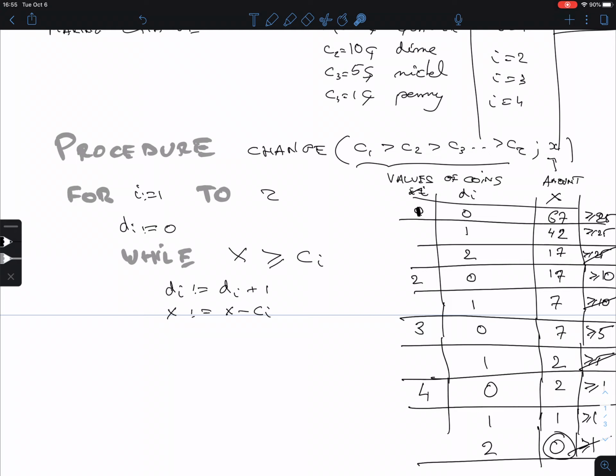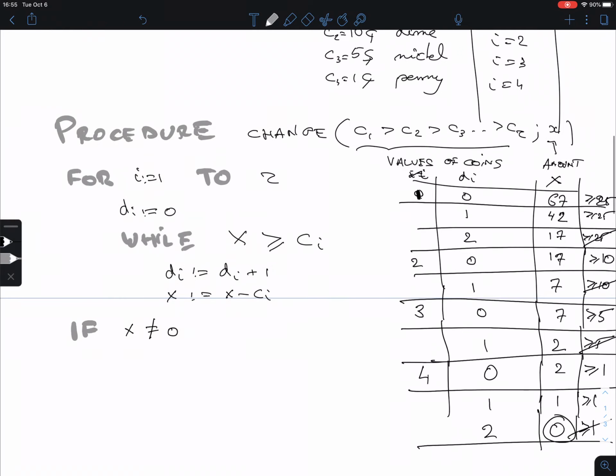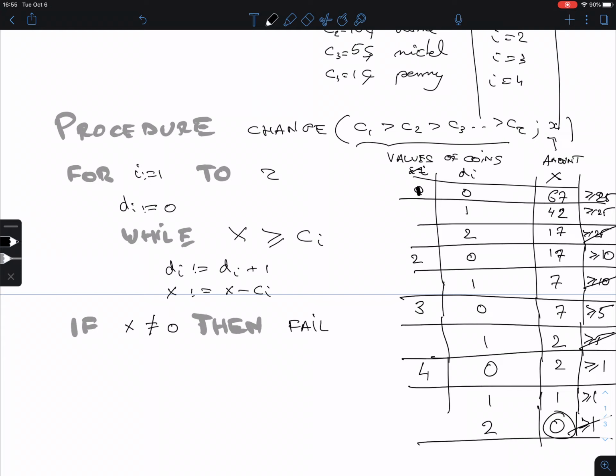But look, I have still an amount left. So you see, this doesn't always have a solution, and therefore, and this is what is forgotten, one has to check here. If x is not 0, then you have to say something. Then say fail, then return fail. Let's write it that way, okay?